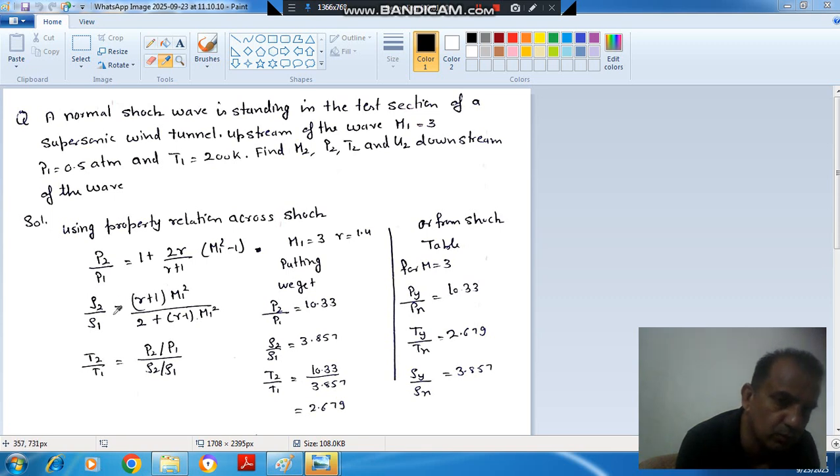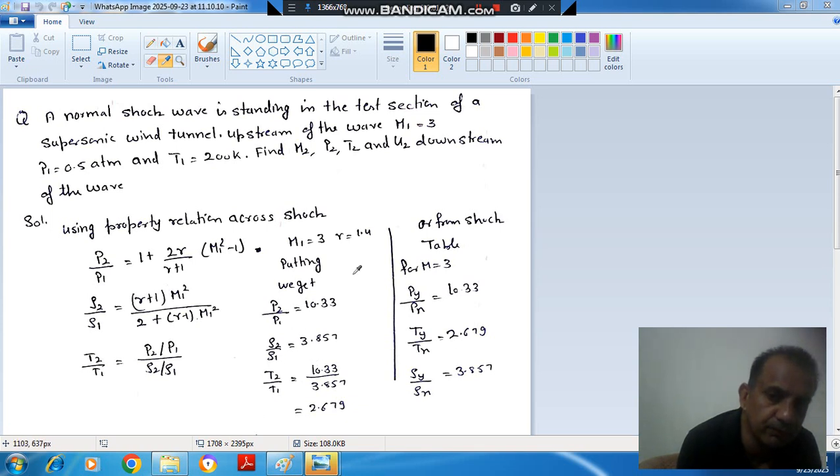Second, the rho 2 by rho 1 formula is gamma plus 1 within bracket M1 square divided by 2 plus gamma minus 1 M1 square. So putting M1 as 3 and gamma as 1.4, rho 2 by rho 1 is 3.85. Now after finding p2 by p1 and rho 2 by rho 1, we can find out T2 by T1 using the state equation. So T2 by T1 comes out as 2.679. So this is by using formula.